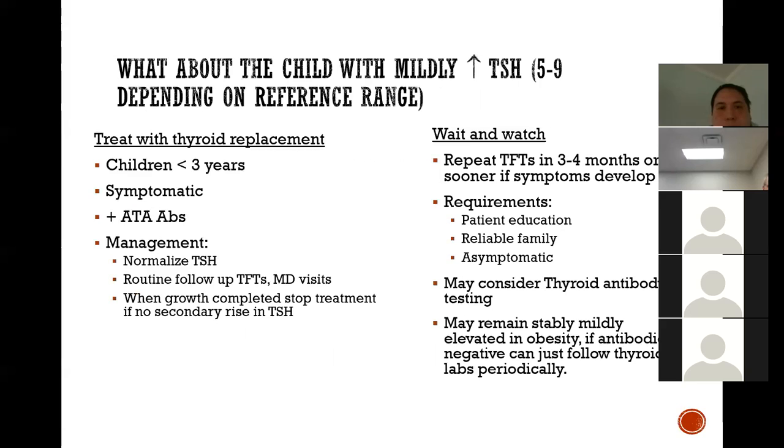So if you do have an elevated TSH in the 5 to 9 area, it's definitely an area of question. Certainly if you have a child less than 3 and they're symptomatic, especially if they had antibodies, you would treat. You want to normalize the TSH, since it's such a critical time for brain development. We follow people very, very closely through the first 3 years. For others, it's really more of a watch and wait. Repeat the thyroid levels every 3 to 4 months, and even less often if they continue to come back normal.